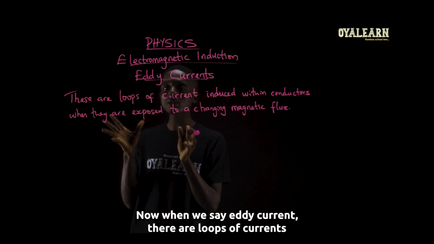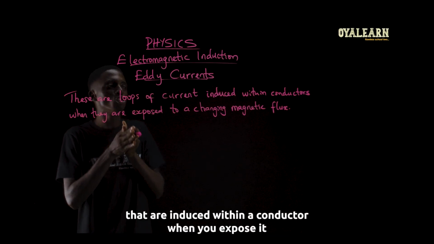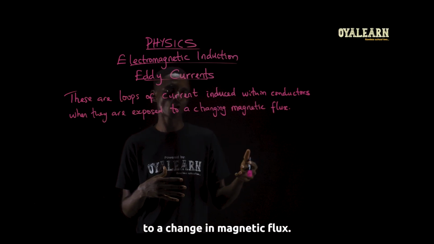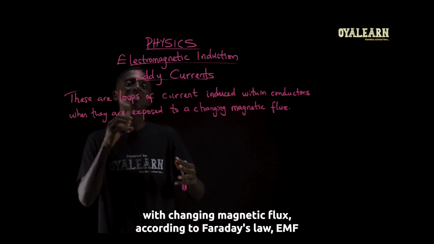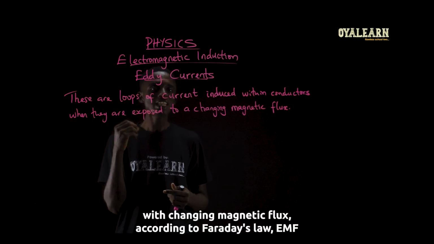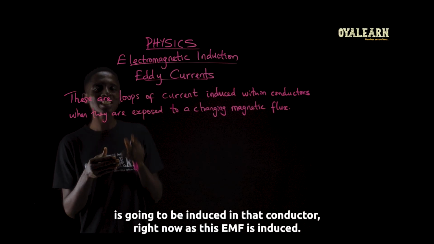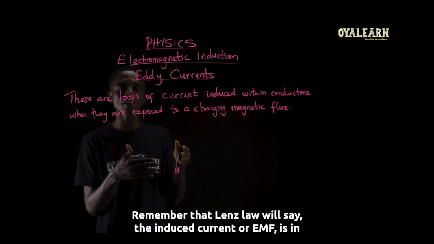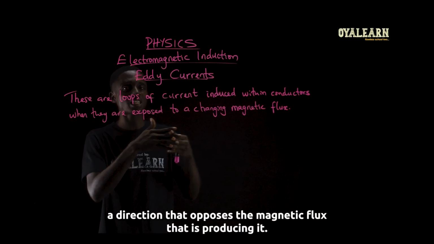Now, when we say eddy current, there are loops of current that are induced within a conductor when you expose it to a changing magnetic flux. Now, what this means is this. Whenever you have a conductor interacting with changing magnetic flux, according to Faraday's law, EMF is going to be induced in that conductor, right? Now, as this EMF is induced, remember that Lenz's law says that the induced current or EMF is in a direction that opposes the magnetic flux that is producing it.